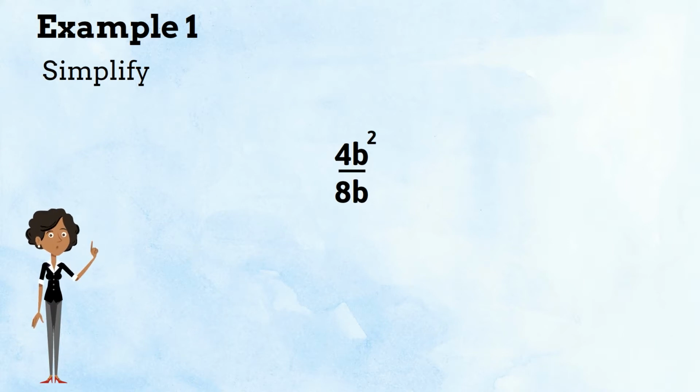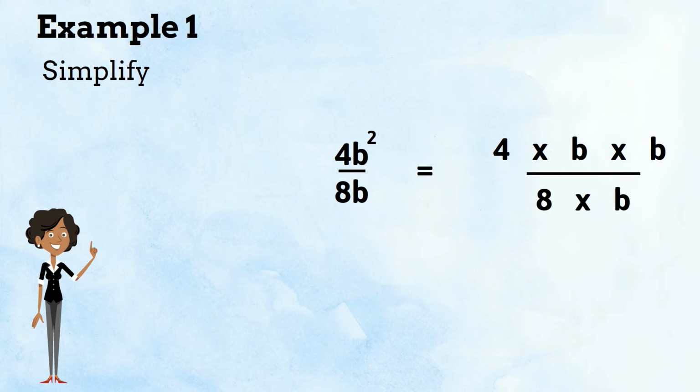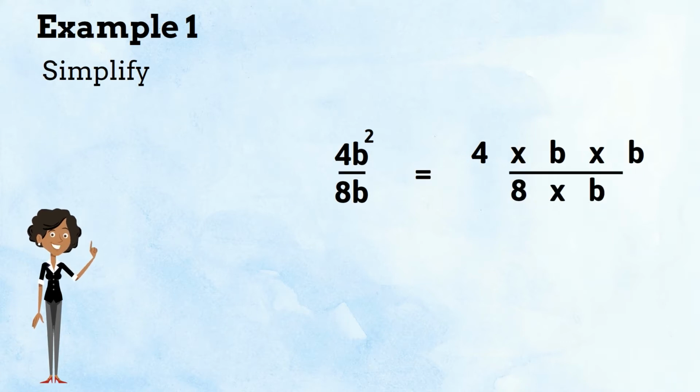It says here, simplify 4b squared over 8b. We'll start by writing it in expanded form. 4b squared is the same as 4 times b times b, and 8b is the same as 8 times b. All we have to do now is cancel down. 4 goes into 8 2 times. The top b can cancel the bottom b, and we are now left with b over 2.